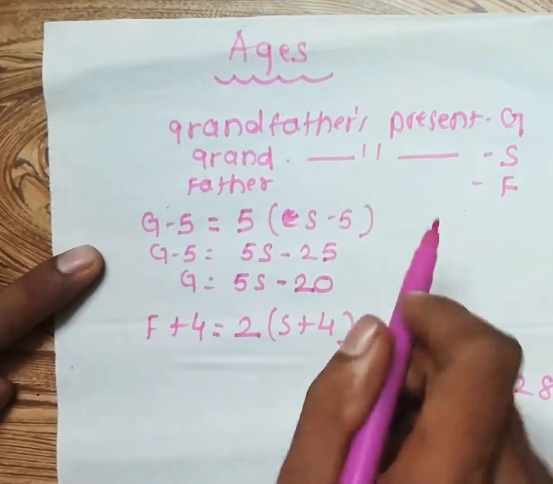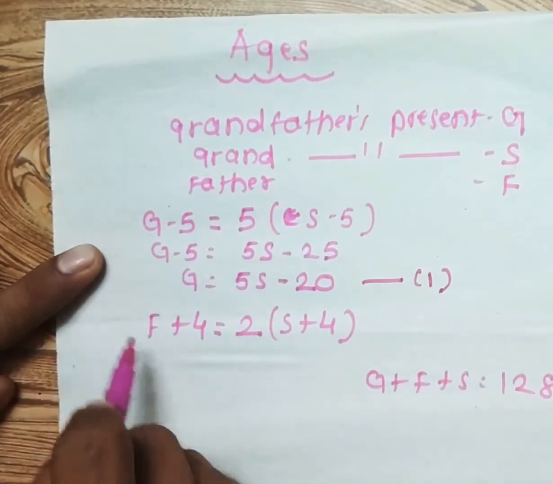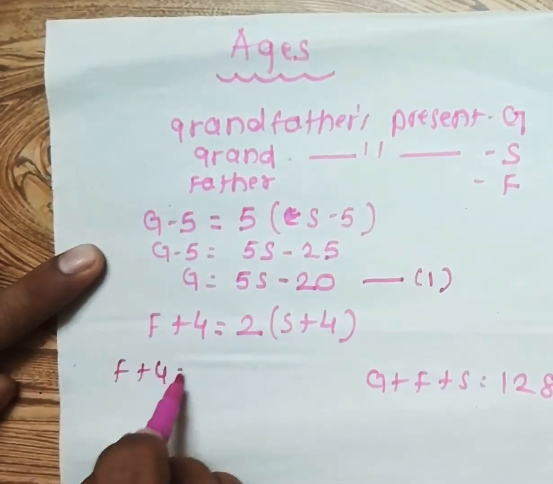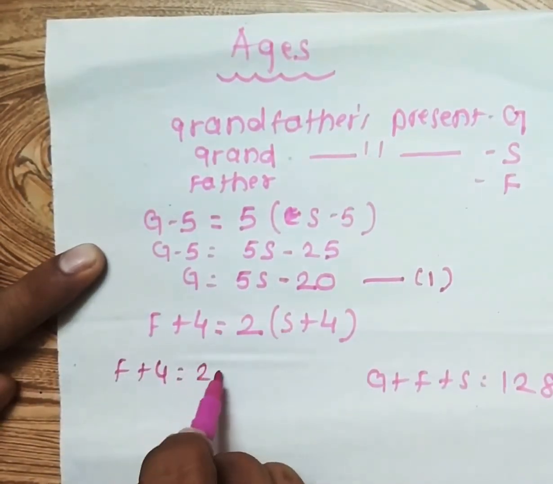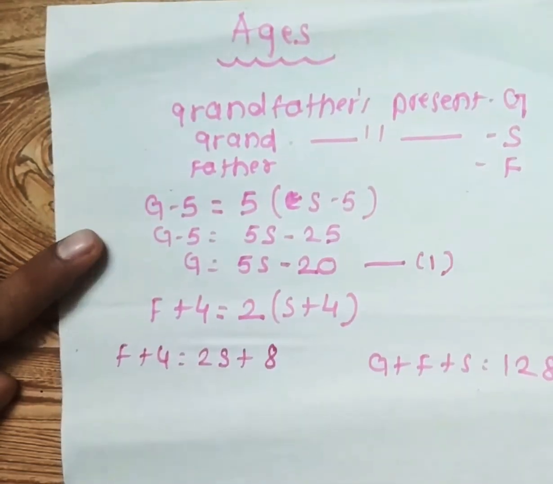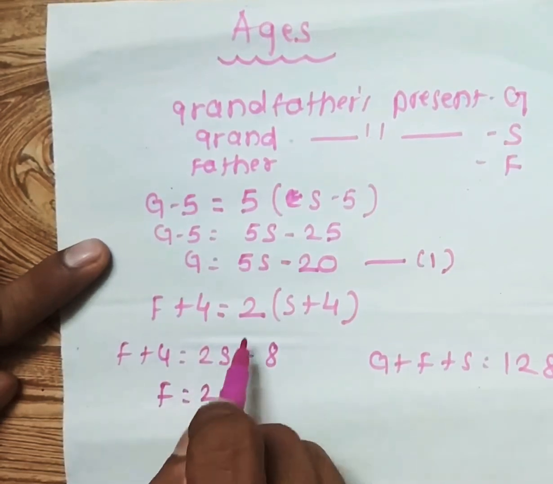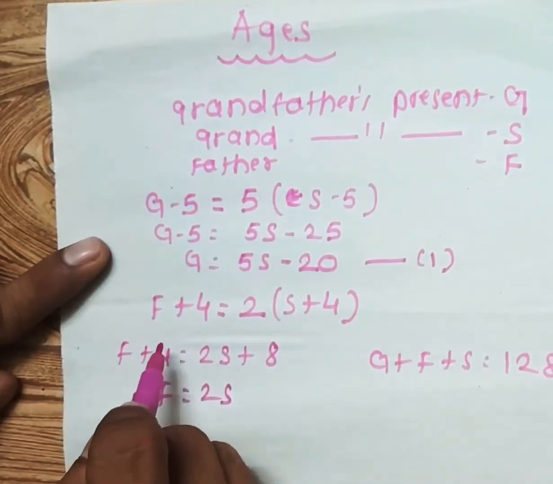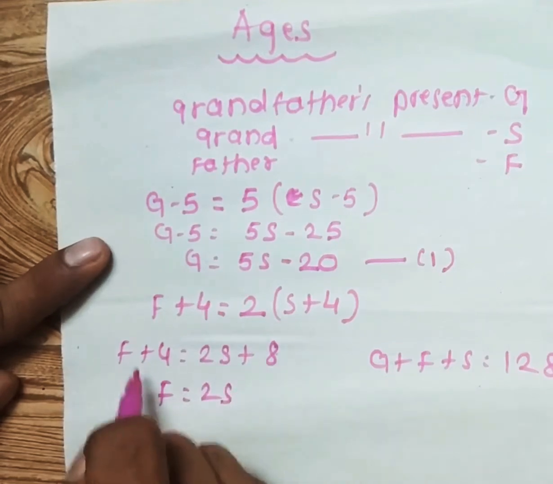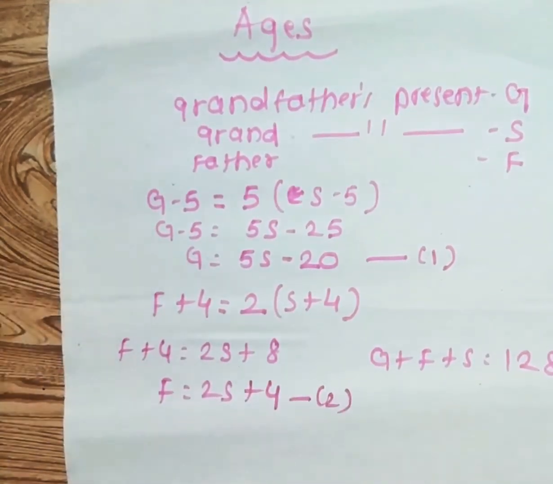Similarly for this equation, I can call it equation number one. Here we have F plus 4 is equal to 2 into S plus 4. 2 into S is 2S, plus 2 into 4 is 8. So I got F is equal to 2S plus 8. This plus 4 goes to the other side as minus 4, so plus 8 minus 4 is 4. I can call this the second equation.